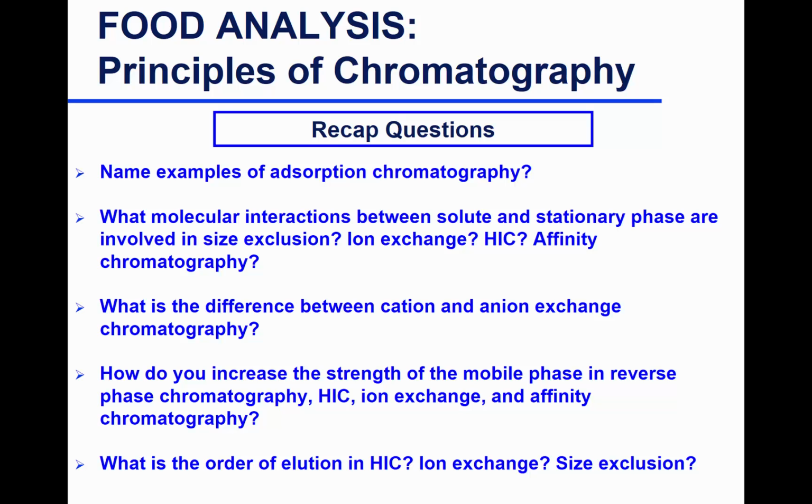What about affinity chromatography? Yes, Lauren? Changing the pH or adding more ligands. Very good. So we change the characteristic of the mobile phase either by changing pH or ionic strength or temperature, for example, or we add ligand to the mobile phase that is similar to the ligand attached on the stationary phase. What's the order of elution in hydrophobic interaction chromatography? What comes out first? What comes out last? Yes, Lynn?